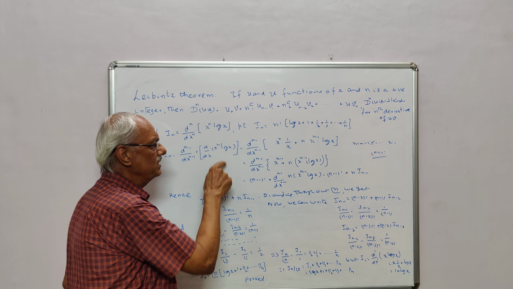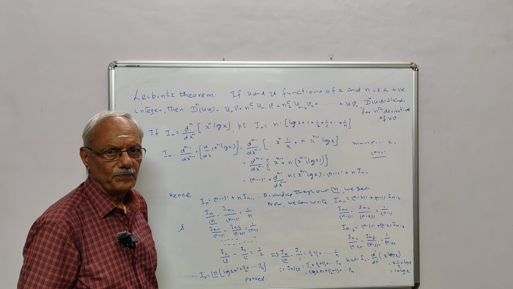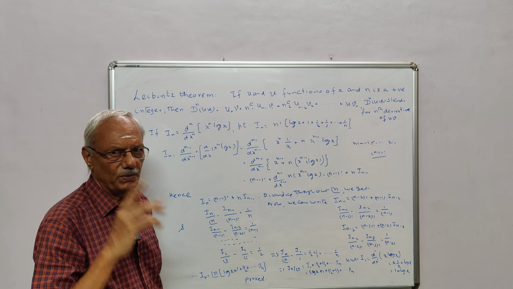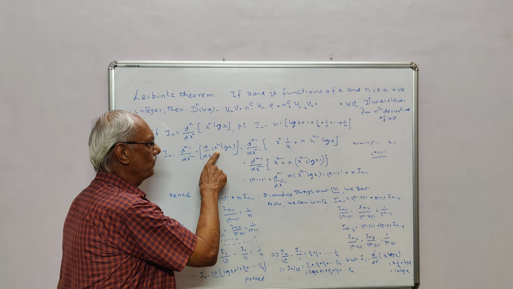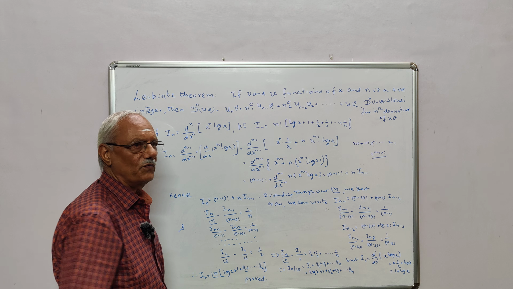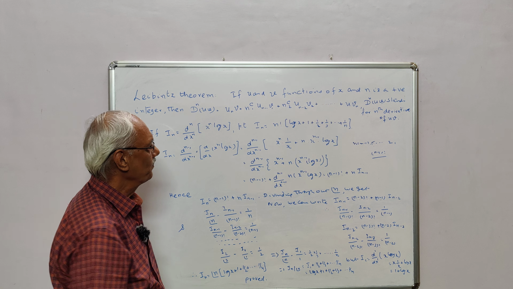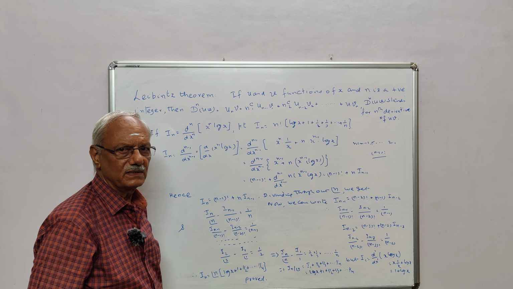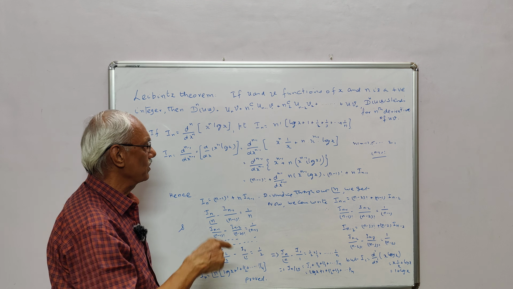Now, what is the first derivative of this? Use the uv method, the product method: u into dv by dx plus v into du by dx. So this is x to the power of n into the differentiation of log x, which is 1 by x, plus log x, you keep it as it is, and differentiate x to the power of n.